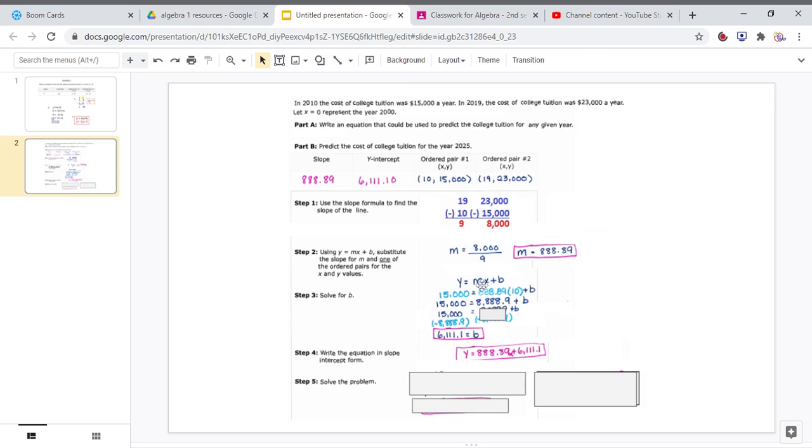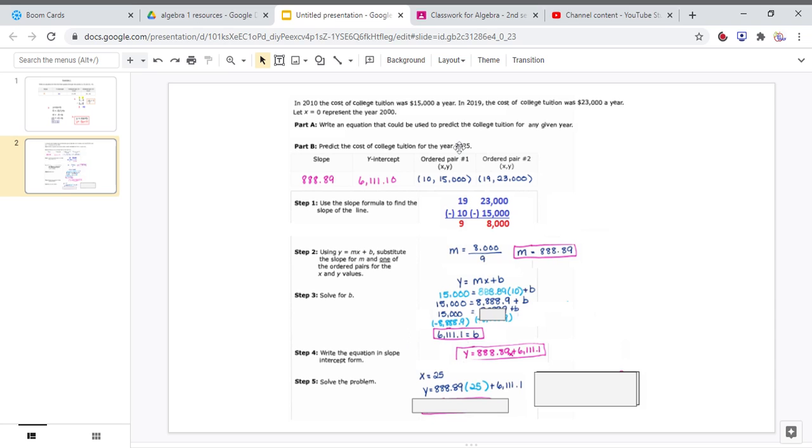Now we can use that information to write our equation. So here with y equals mx plus b, we put our slope in here. So we have y equals $888.89x plus $6,111.10. Okay, now we're going to use this information to solve the second part of our problem, which said to predict the college tuition for 2025.